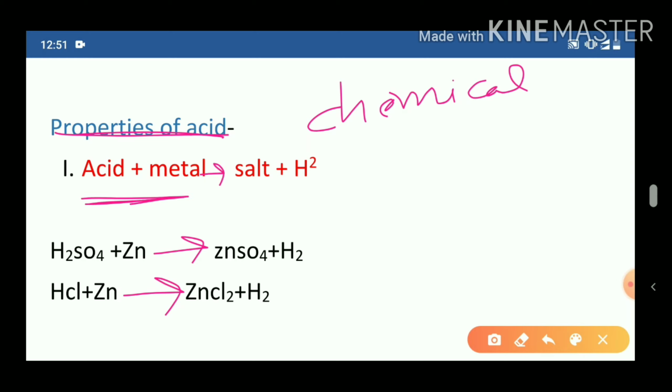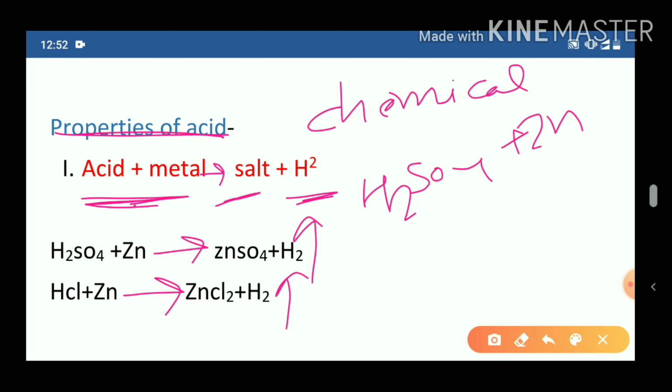Now chemical properties. First is when acid reacts with metal, it forms salt and hydrogen gas. So whenever a reaction is there, the first thing is to take out hydrogen gas from this reaction. Now we will write H2SO4 plus Zn. We know that when acid reacts with metal, hydrogen gas comes out. So the first thing is to take out this hydrogen. When we take out this hydrogen, what is left? ZnSO4. So we will write ZnSO4 and hydrogen gas goes out.